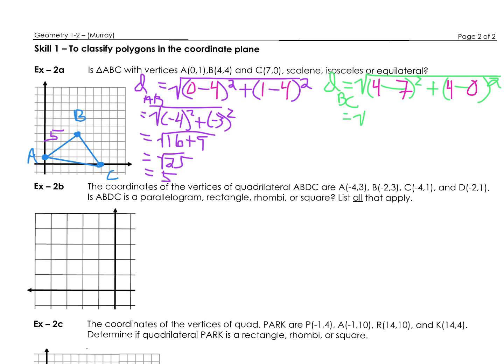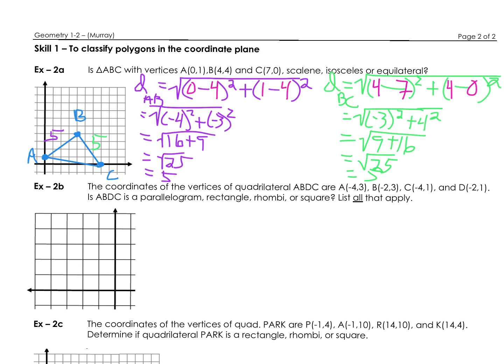So then I get the square root of 4 minus 7 is negative 3 squared, plus 4 minus 0 is 4 squared. And then I get the square root of 9 plus 16, which is the square root of 25, which is 5. That's a 5. So then I'm going to put a 5 over here between B and C.